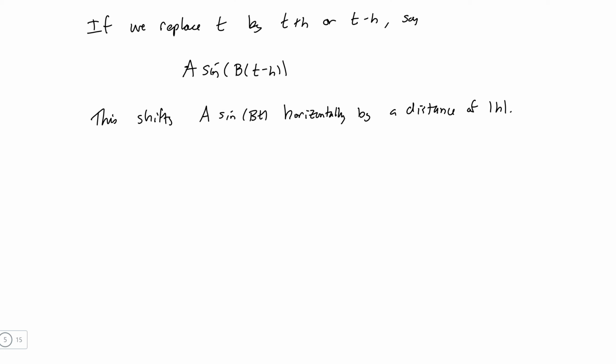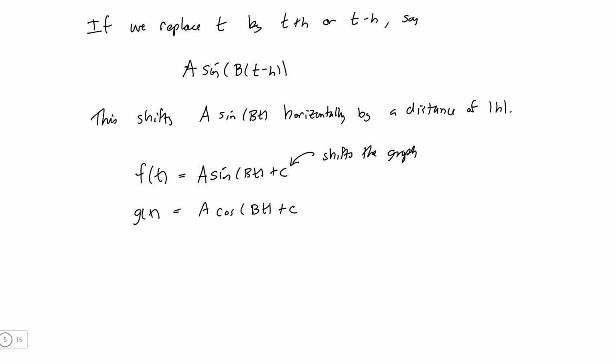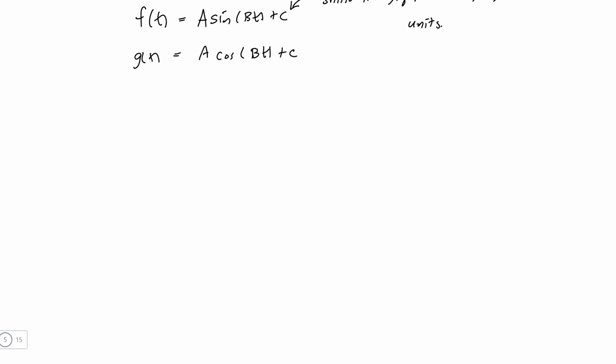And finally, the last thing we want to know is if we look at something that looks like a sine of bt plus c, or a cosine of bt plus c, this c here shifts the graph vertically by c units. So this could be up or down depending upon the sign of c. So those are all of the basic things we can do with our sinusoidal functions here.